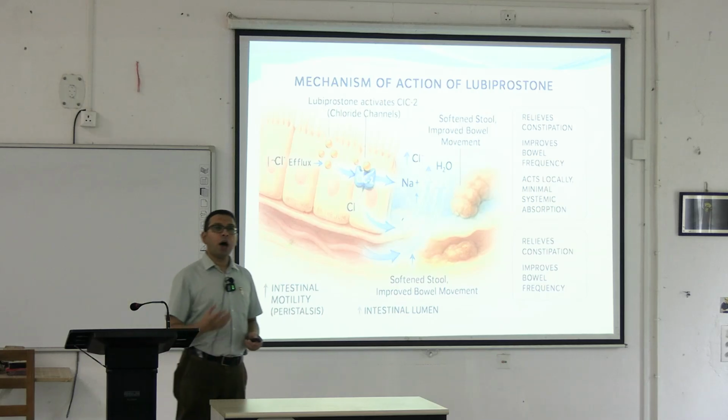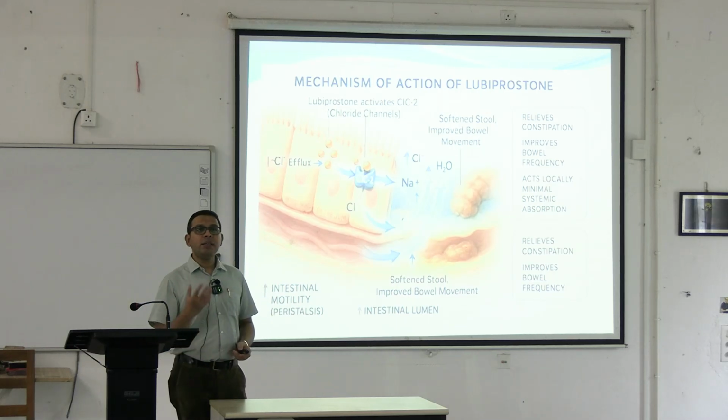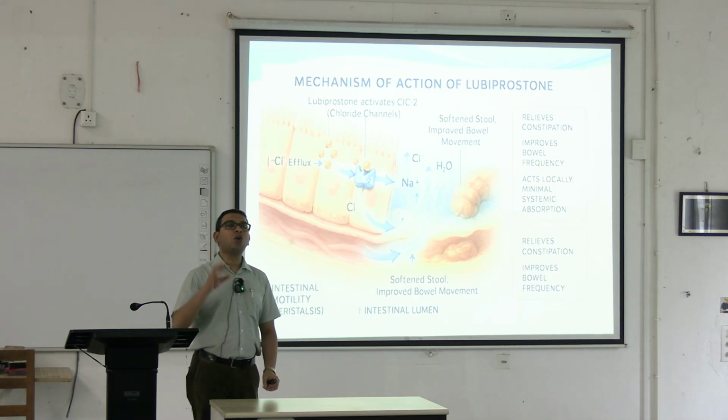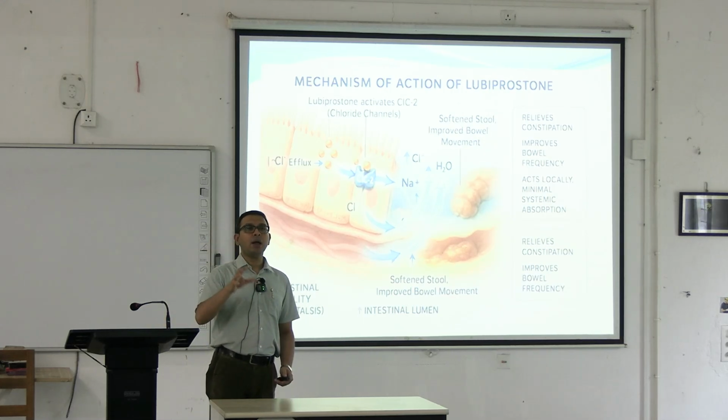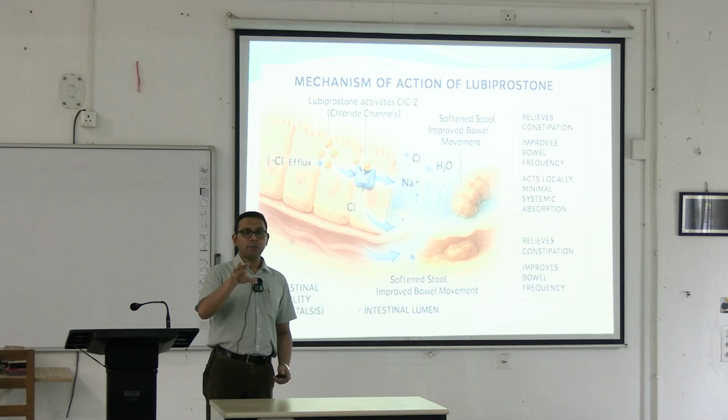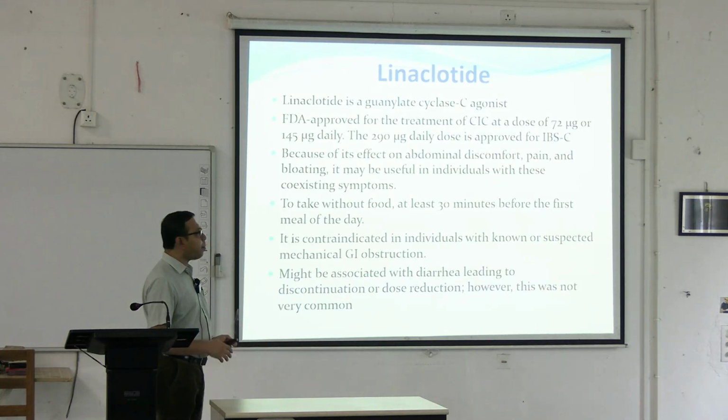So lubiprostone, how does it act? It attaches with ClC-2, which is a channel present on the intestinal wall, and thus increases the chloride ion. The main function is the increase of chloride ion in the intestinal lumen, and that leads to more water accumulation within the gut wall, the gut membrane.